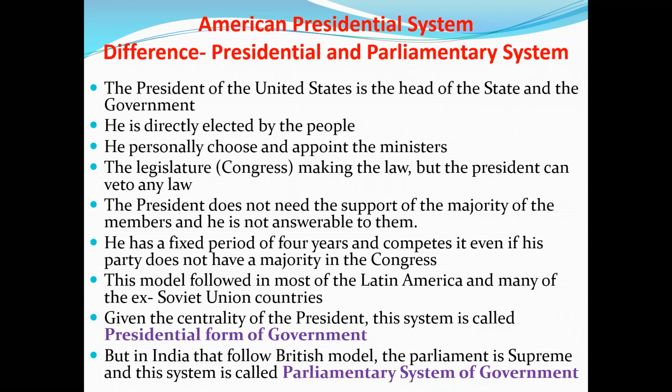वहां पे जो actual power है वो president के हाथ में है, prime minister के पास कोई भी power ऐसी नहीं है. But India follows the British model, where the parliament is supreme and the system is called the parliamentary system of government. According to the constitution, we adopted the British model, the parliamentary system of government. So in our country, the elected government is more powerful. Parliament is more powerful than the president. In our country, the president works like the Queen of England.